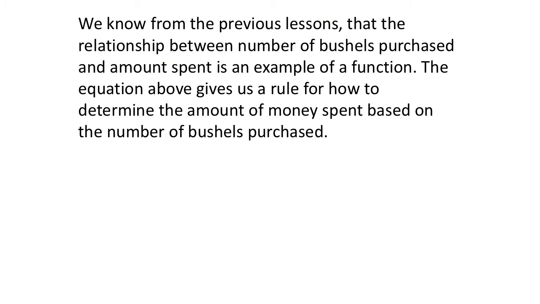We know from the previous lessons that the relationship between number of bushels purchased and the amount spent is an example of a function, which we just saw. That was a functional relationship. The equation above gives us the rule for how to determine the amount of money spent based on the number of bushels purchased, which was y equals 15x. But again, we could write that as function notation, f of x equals 15x.